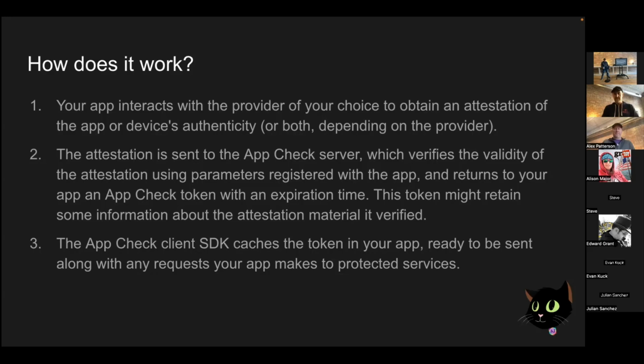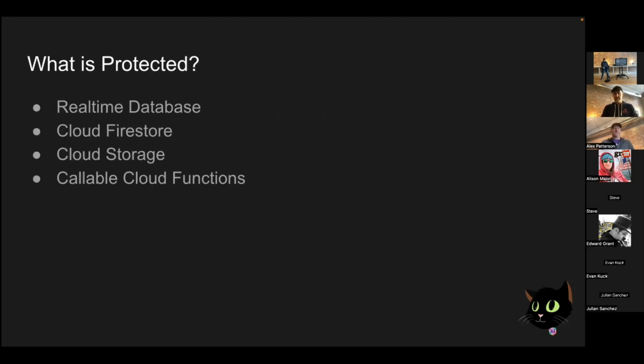We're going to walk through all of that, so don't freak out if this isn't making sense at all. Three, the server returns a token, which might retain some information about the attestation material verified. The App Check client SDK caches the token in your app, and it's ready to be sent along with any requests made to protected services. So these are the services that are protected by App Check: Realtime Database, Cloud Firestore, Cloud Storage, and callable Cloud Functions. There are a lot of other cloud functions that you can use out on Firebase. These are the ones that are being called from the client directly, so it's different than just hitting a cloud endpoint out there. It has no way to associate that token.